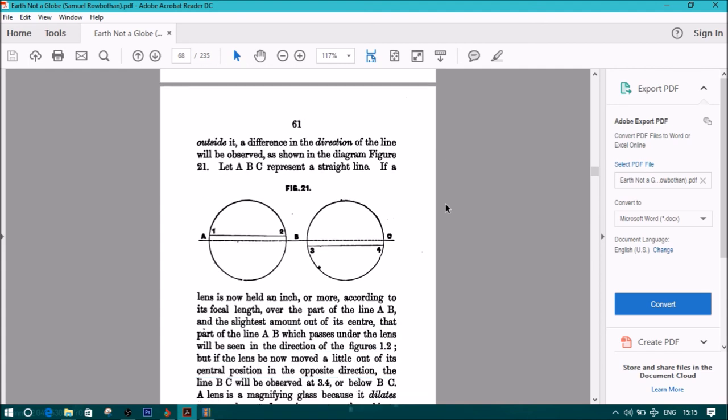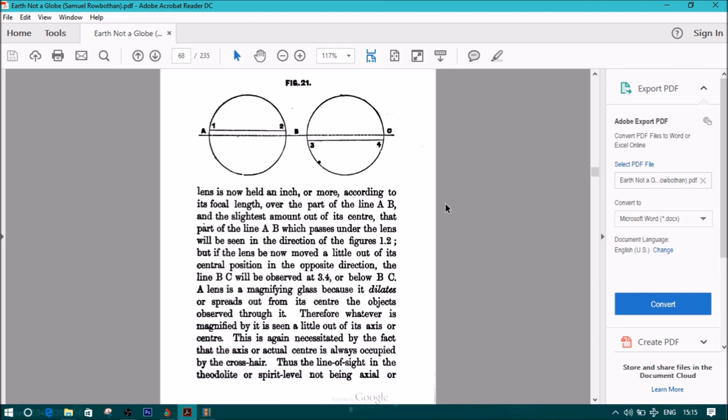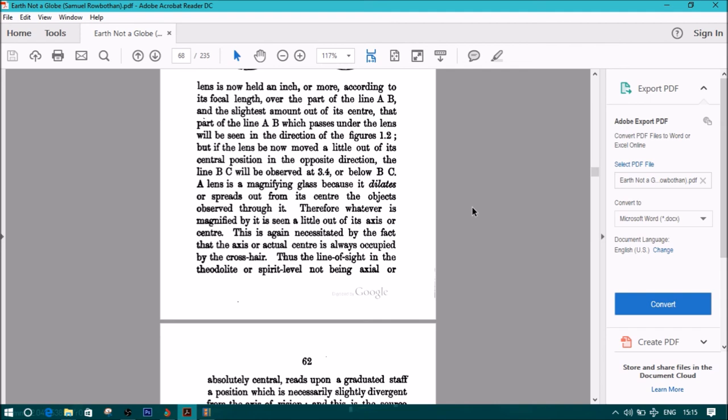If a lens is now held an inch or more, according to its focal length, over the part of the line AB, and the slightest amount off its center, that part of the line AB which passes under the lens will be seen in the direction of the figures 1-2. But if the lens be now moved a little out of its central position in the opposite direction, the line BC will be observed at 3-4, or below BC. A lens is a magnifying glass because it dilates or spreads out from its center the objects observed through it. Therefore, whatever is magnified by it is seen a little out of its axis or center.